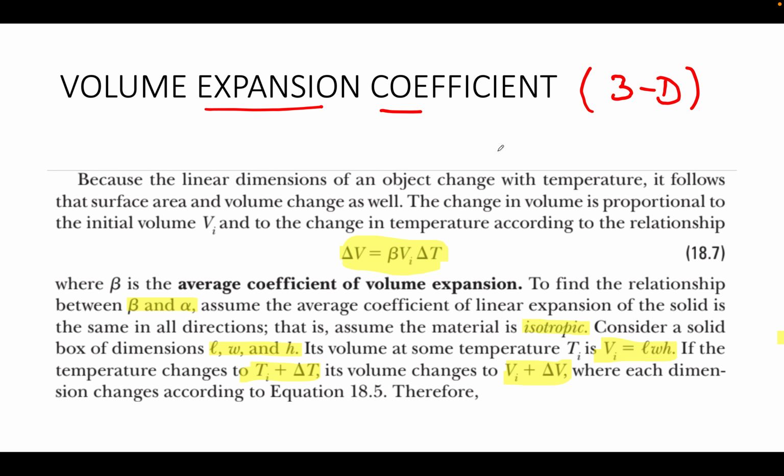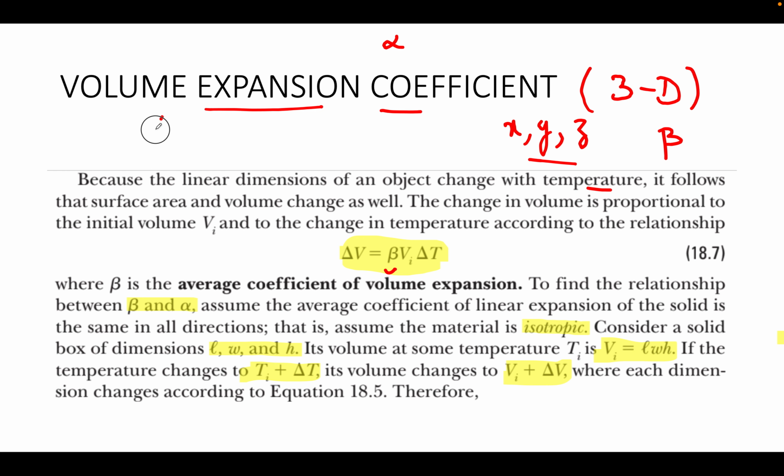This means expansion in the substance is occurring along x-axis, y-axis and z-axis. So the linear dimensions of an object are changing with temperature, but along all three dimensions, that is called volume expansion. And the coefficient corresponding to this volume expansion is taken as beta, like we took alpha for the linear expansion coefficient in the last video. So in this video, we are talking about volume expansion.